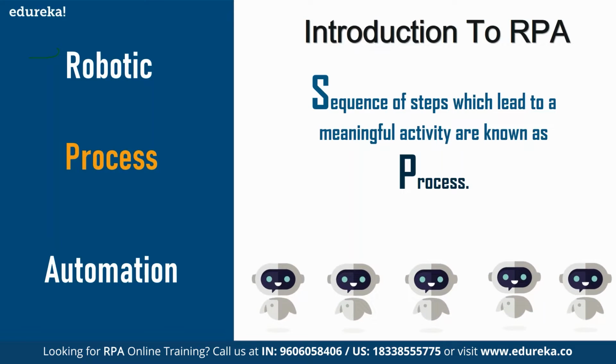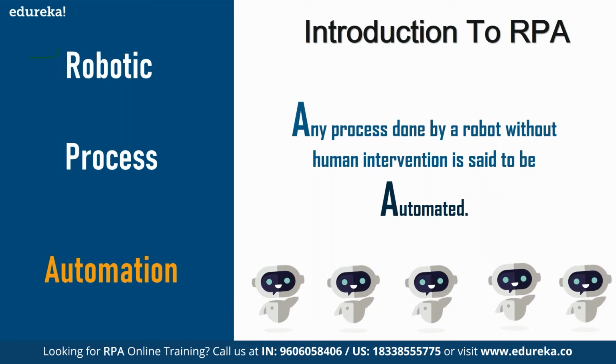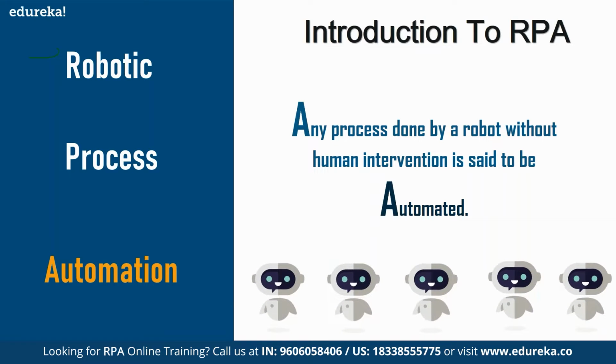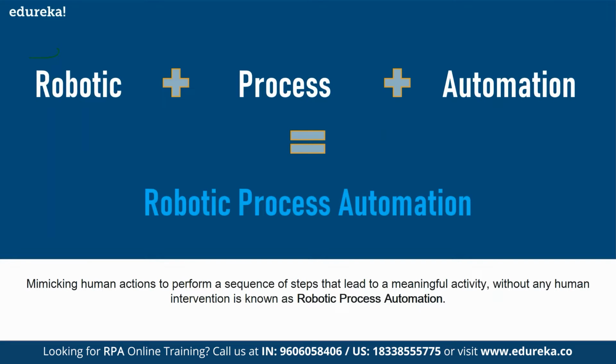And next, what is automation? Automation is simple: if you are achieving that process without human intervention, it is automation. Whatever you are doing to achieve something, if someone else who is not a human does it instead of you, it is called automation. Any process done by a robot without human intervention is said to be automated.